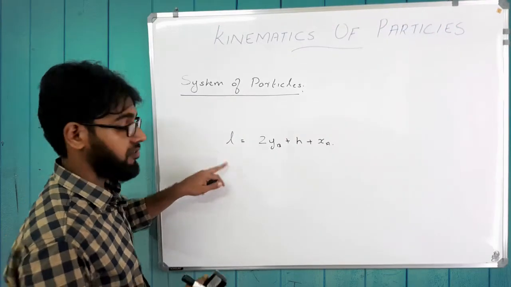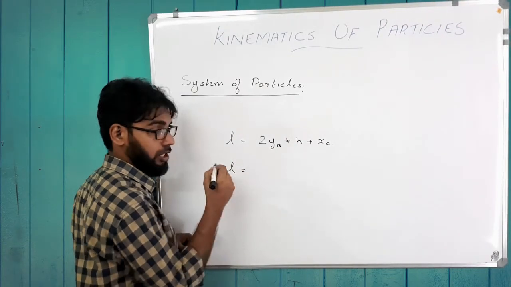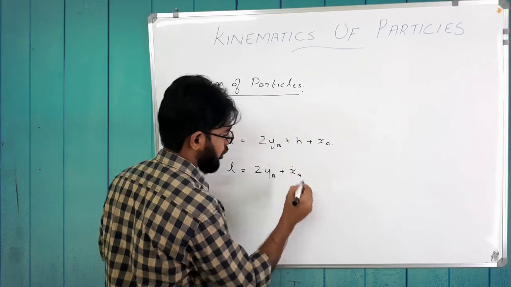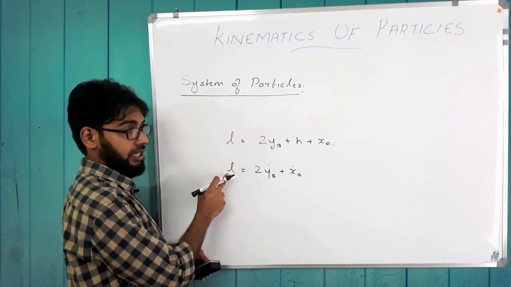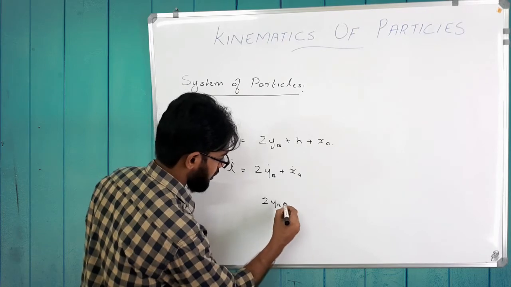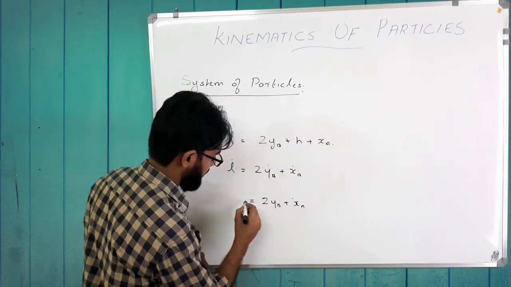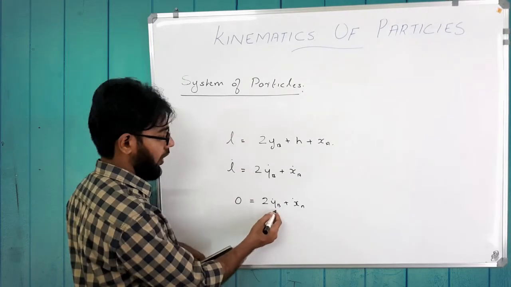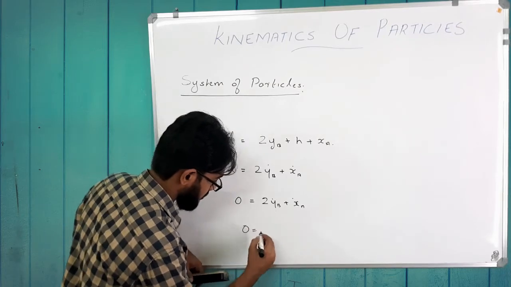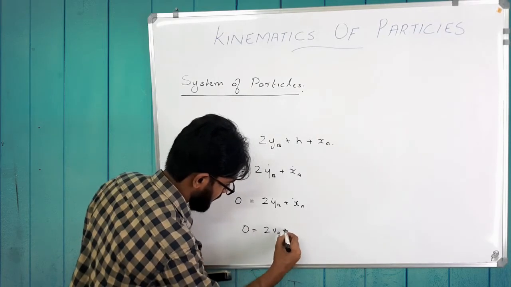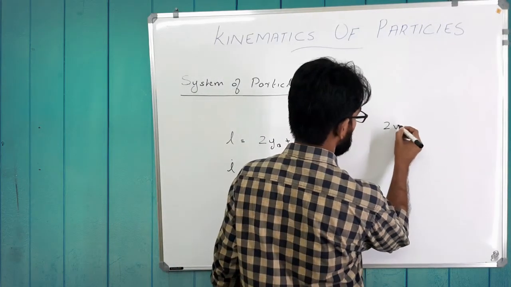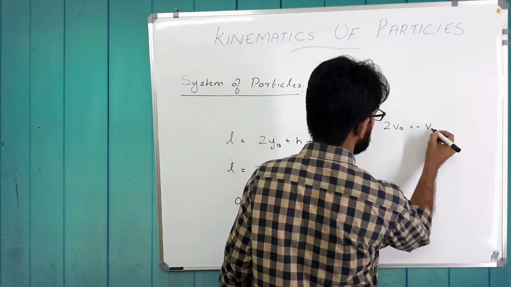So differentiating this, we would get l dot equals 2 yb dot plus xa dot. Now, since the length of the chord is constant, 2 yb dot plus xa dot will be equal to 0. If I replace yb dot and xa dot by Vb and Va, this will give me 2Vb is equal to minus Va.